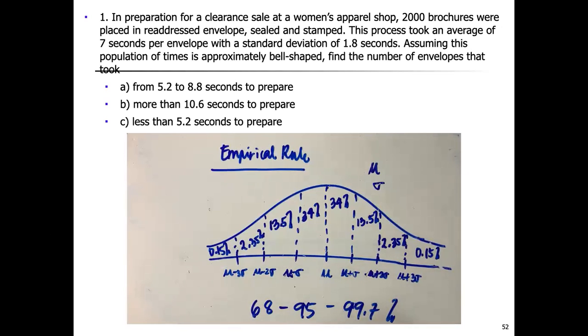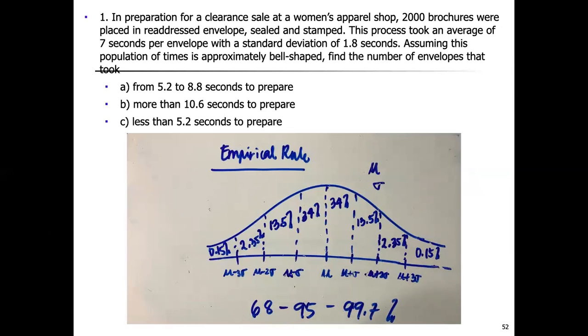Say in our practice exercise, in preparation for a clearance sale at a women's apparel shop, 2,000 brochures were placed in pre-addressed envelopes, sealed and stamped. This process took an average of 7 seconds per envelope with a standard deviation of 1.8 seconds. We are assuming that this population of times is approximately bell-shaped. We are asked to find the number of envelopes that took within the following values given, or the number of seconds to prepare the envelopes.